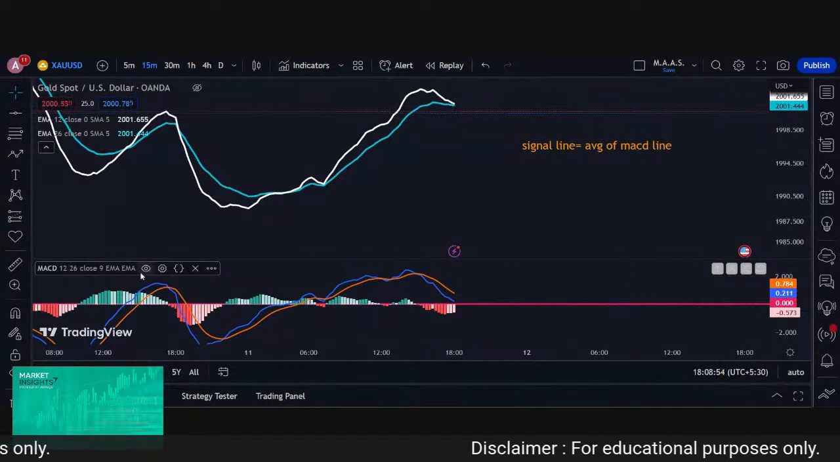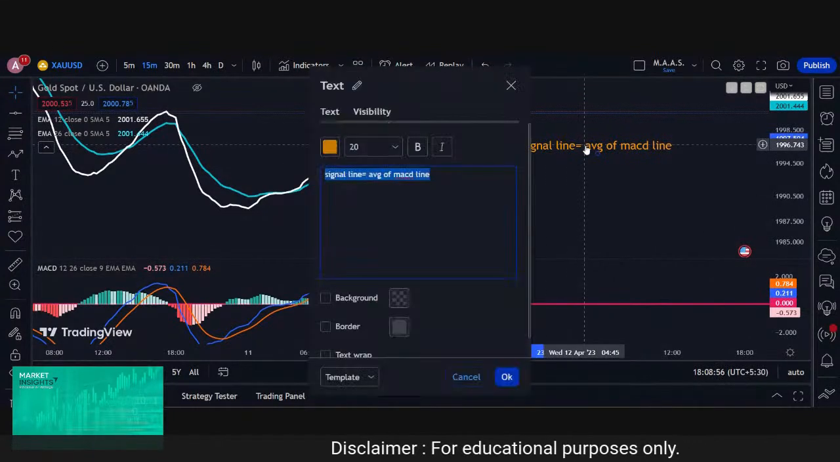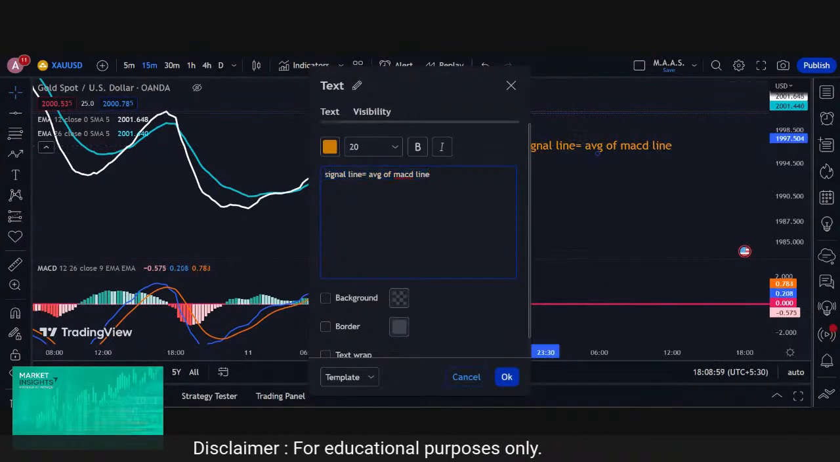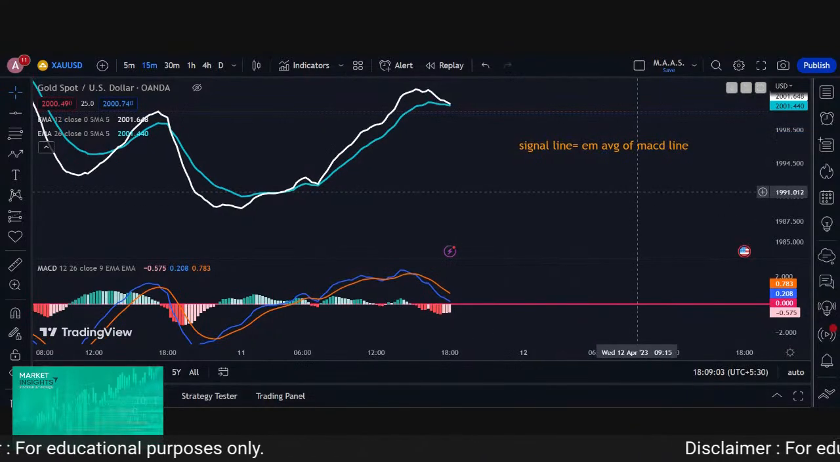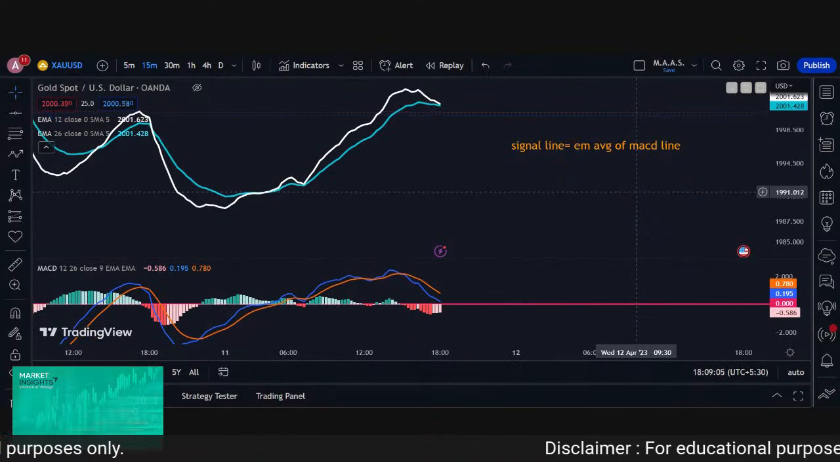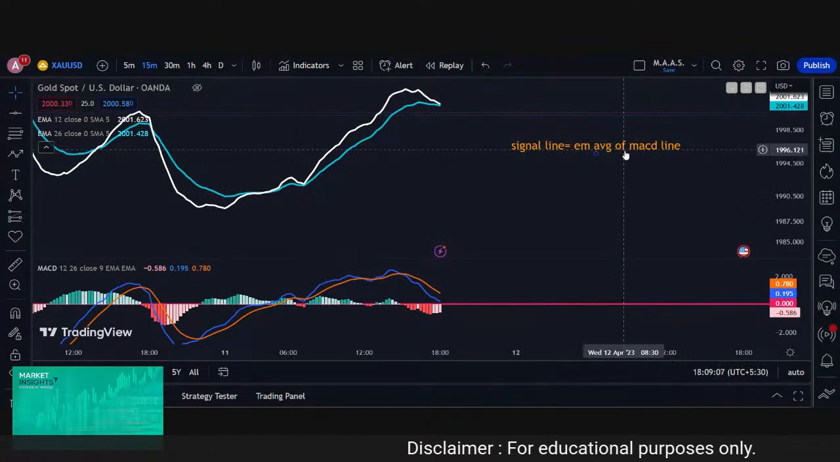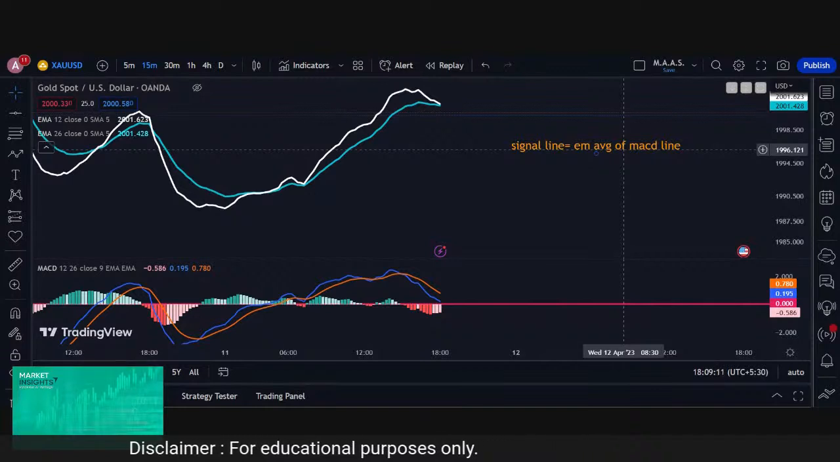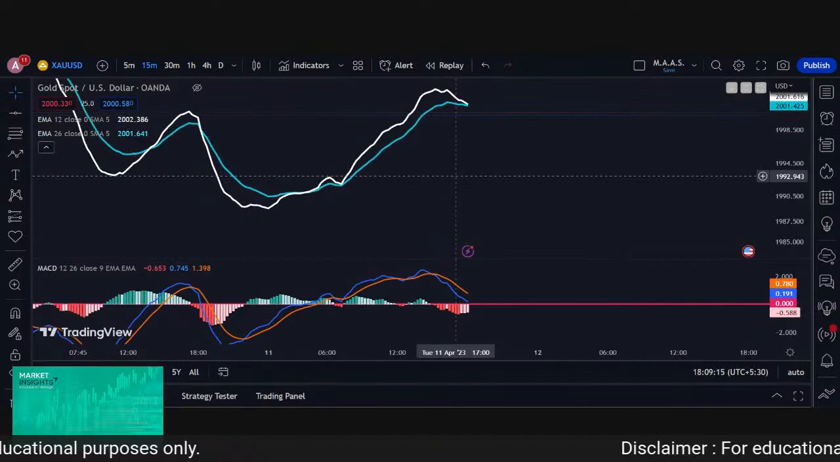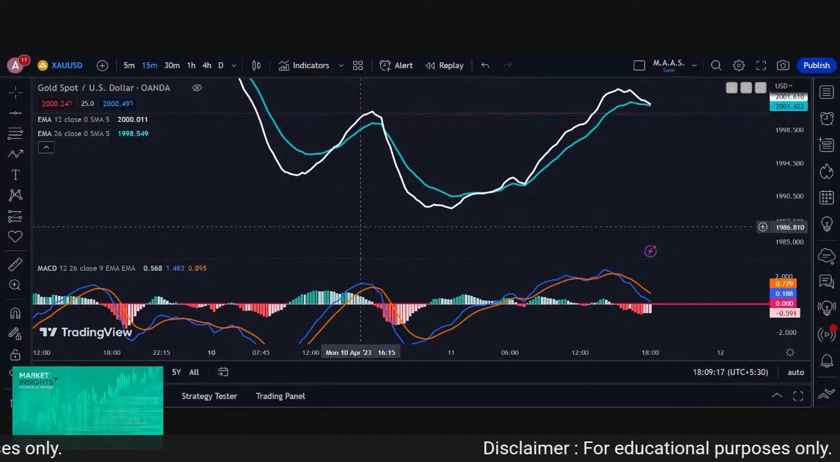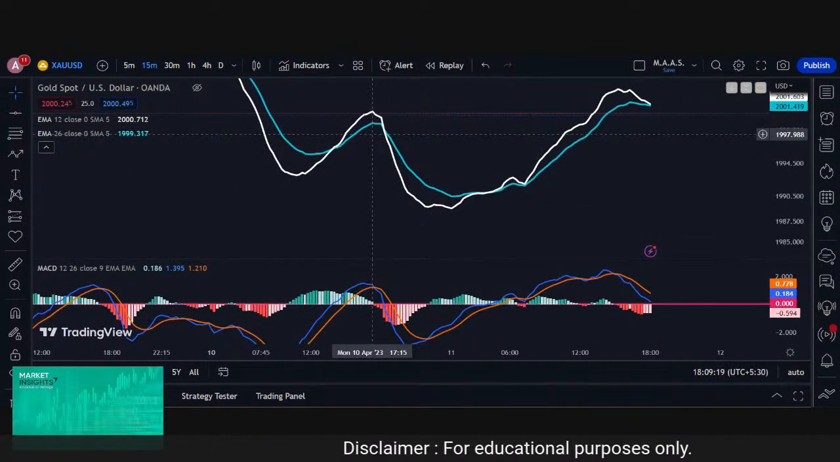EMA, EMA. One more thing, again a small mistake. It is the exponential moving average of the MACD line. It is also a faster moving average method, of the MACD line. That is why MACD shows us so many convergences, so many divergences, so many bullish crossovers before the moving average can.